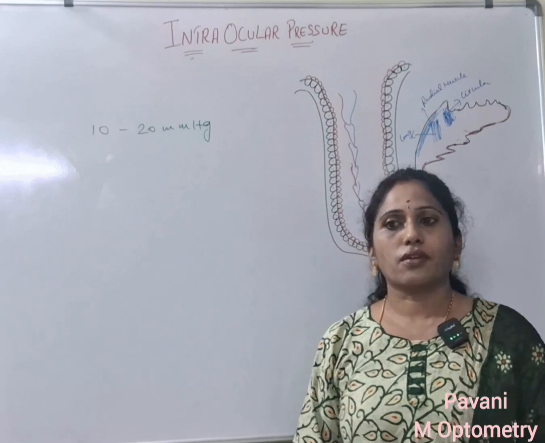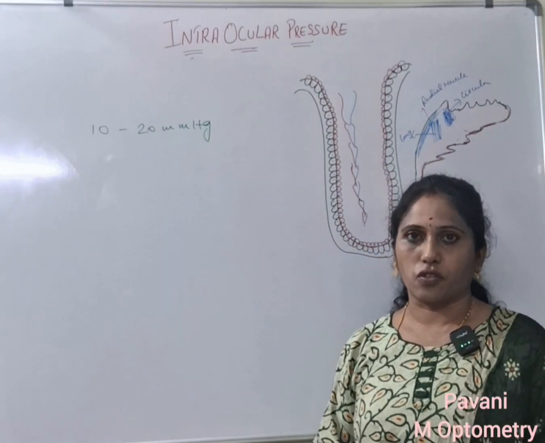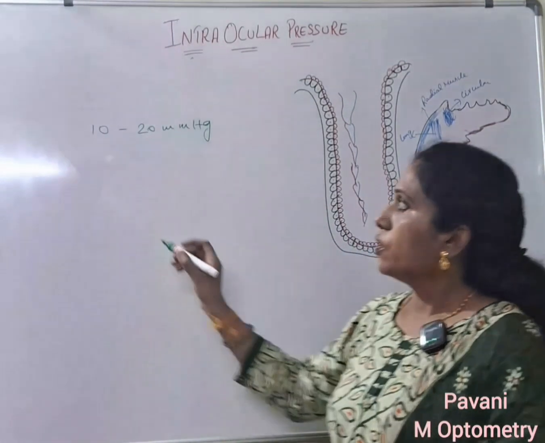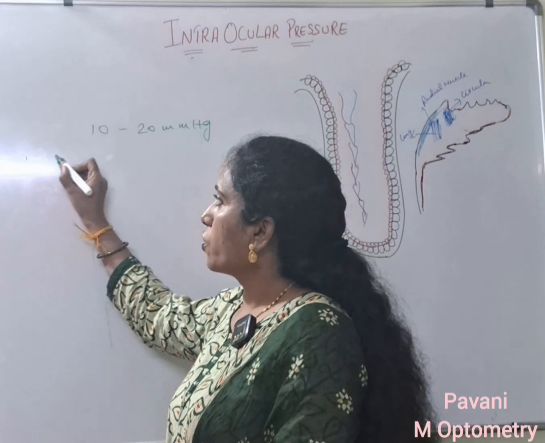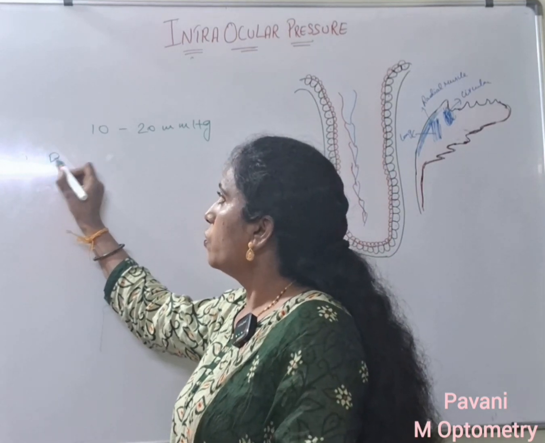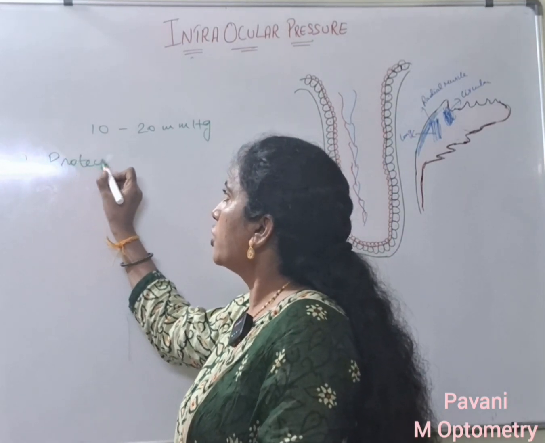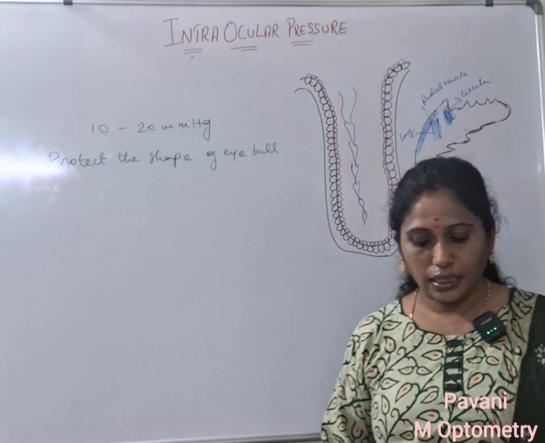So next comes the question: why do we need the intraocular pressure? Why is it so important? The main function of the intraocular pressure is that it helps to protect the shape of the eyeball. How does it maintain the shape?